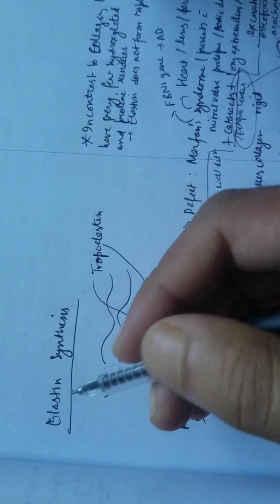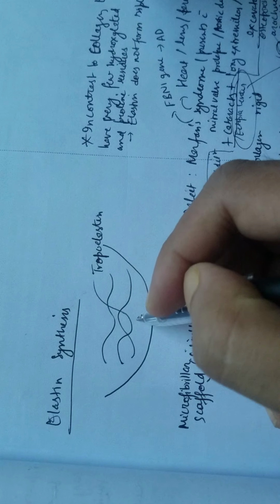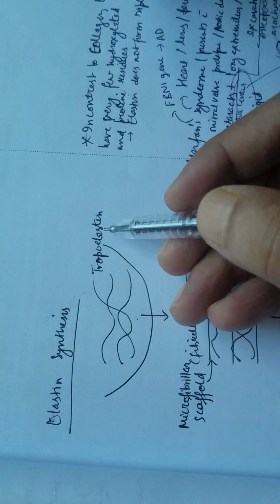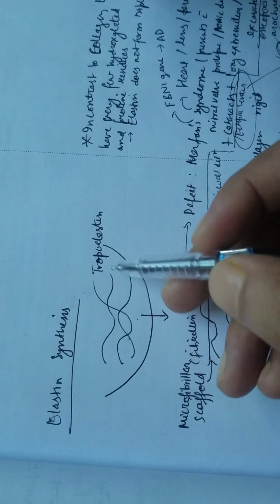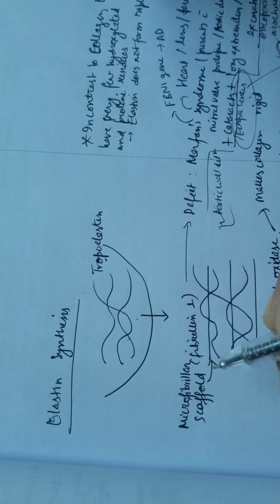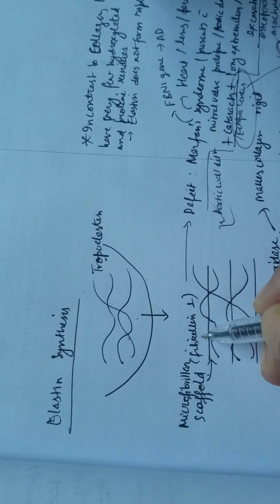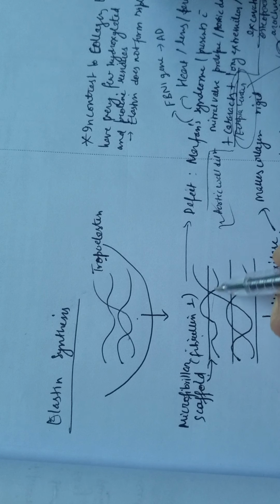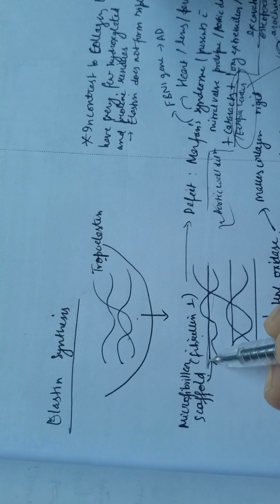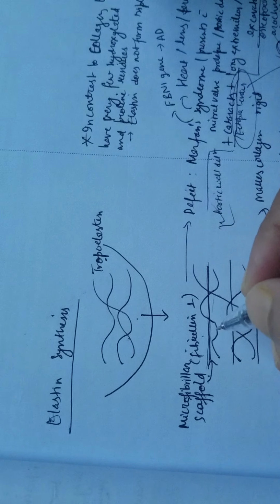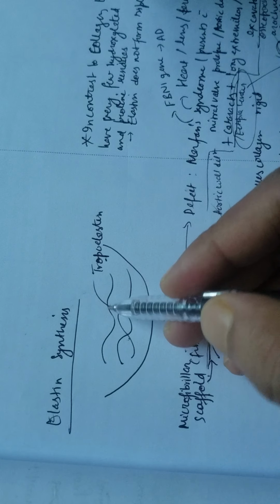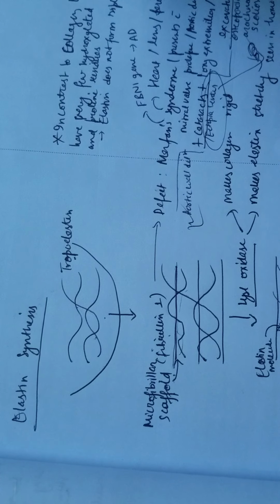Now let us discuss elastin synthesis. The first precursor molecule of elastin is tropoelastin, and this is then arranged onto a scaffolding protein, which is a microfibrillar scaffolding protein, also known as fibrillin 1. So this fibrillin 1 is like a long rope for hanging our clothes in order to dry them in the sun, and we arrange our tropoelastin on these scaffolding proteins.